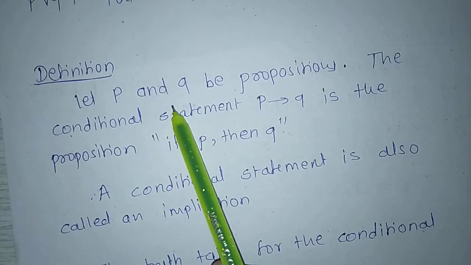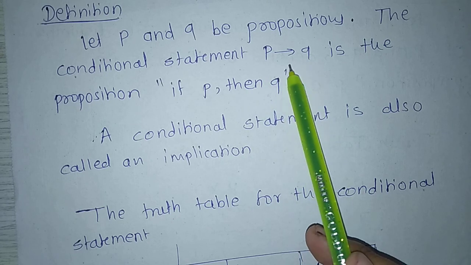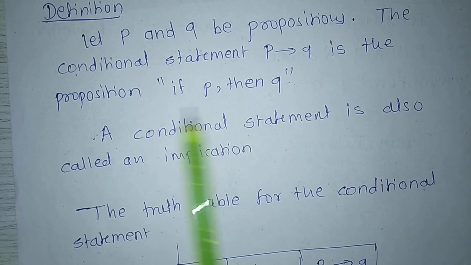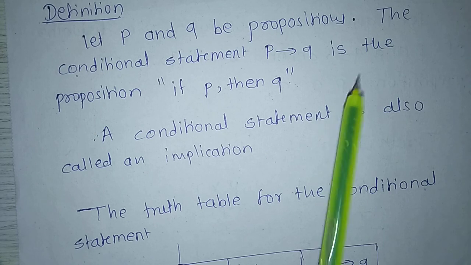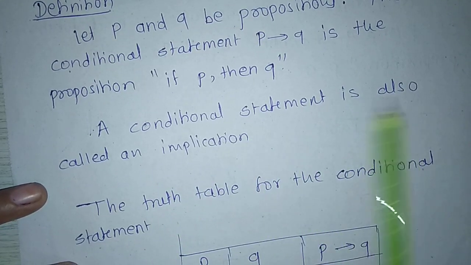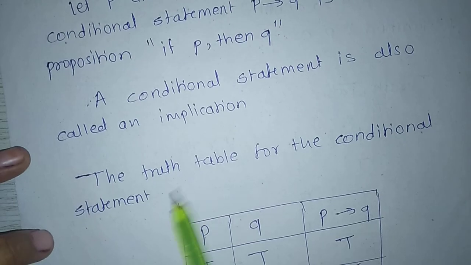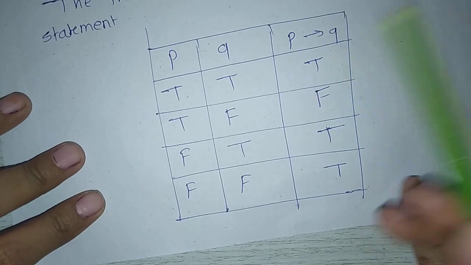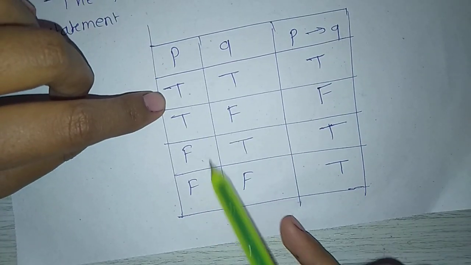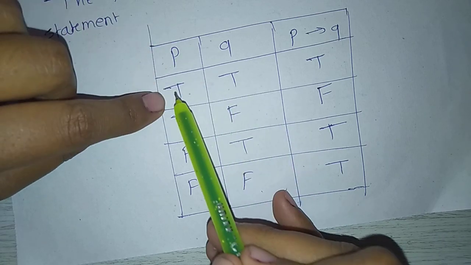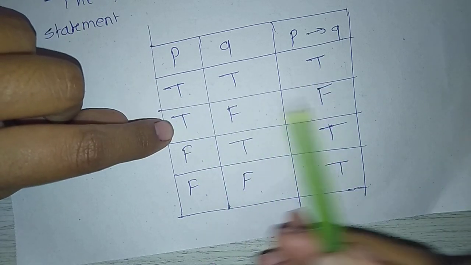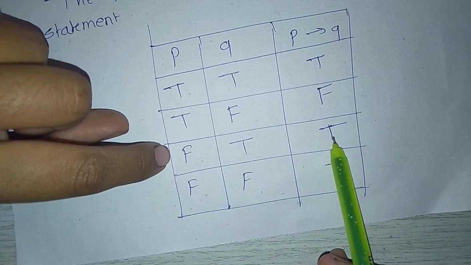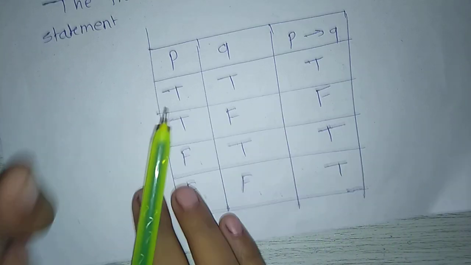Next definition, let P and Q be propositions. The conditional statement P implies Q is the proposition if P then Q. A conditional statement is also called an implication. The truth table for the conditional statement is: first write P, Q, P implies Q. T, T, F, F; T, F, T, F. T implies T, T. T implies F, F. F implies T, T. F implies F, T.